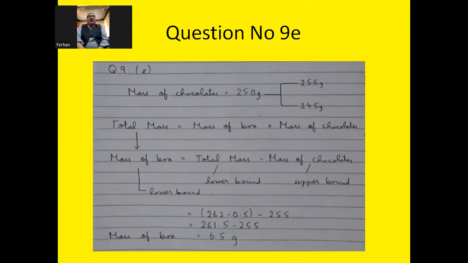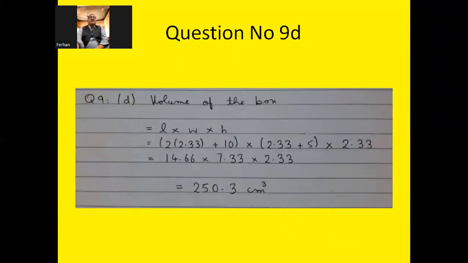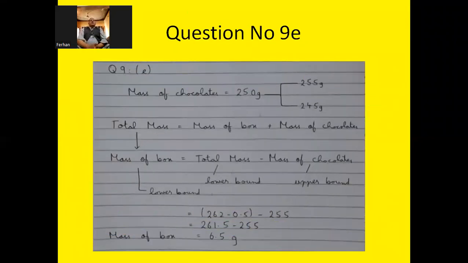So the mass of the chocolate is 250, add 5, subtract 5, because this was correct to the nearest 10. 10 divided by 2, 5. So 250 plus 5, 255 gram. 250 minus 5, 245 gram. Total mass is the mass of the box plus the mass of the chocolate. The mass of the box will be total mass minus mass of the chocolate.